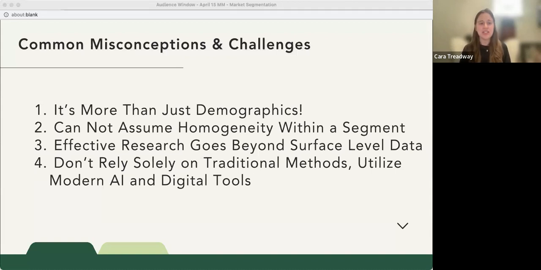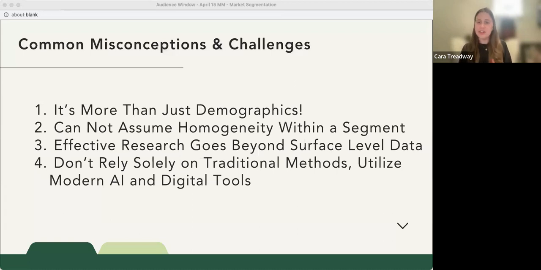And then another common challenge is assuming that once you've segmented your markets, there's no variation within those segments. Whereas there can actually be significant diversity in preferences and behaviors, even within the same segment. So effective audience research is helpful here, and it really delves a lot deeper than just surface level data. So we're looking at quantitative and qualitative analysis to really unearth some actionable insights that we can take.